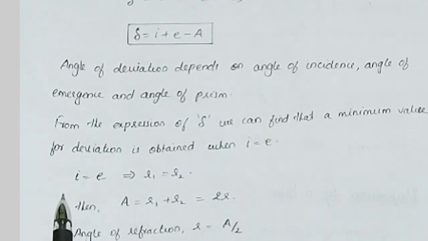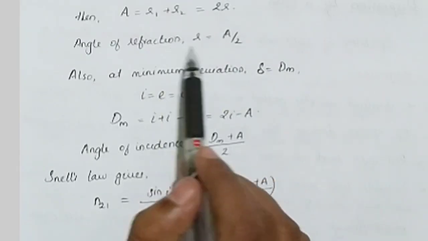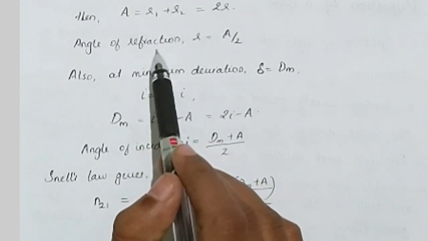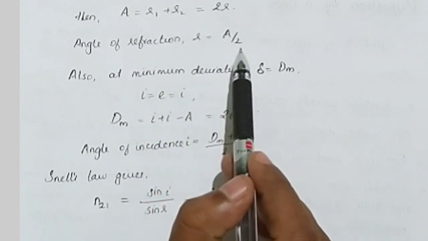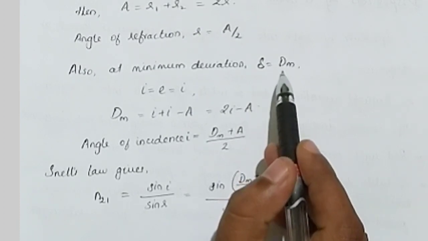So we can say that at minimum deviation A, which is r1 plus r2, can be written as simply 2r, because r1 and r2 will be equal, and let that be r. So angle of prism can be written as 2r, and from this the angle of refraction r can be written as A by 2. So this is the condition for minimum deviation. At minimum deviation the angle of refraction will be half of the angle of prism, and we denote the angle of minimum deviation as Dm.